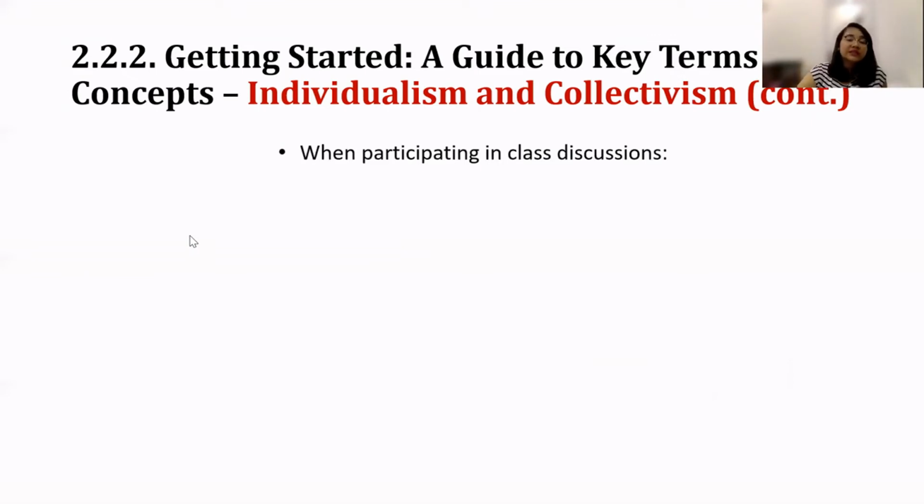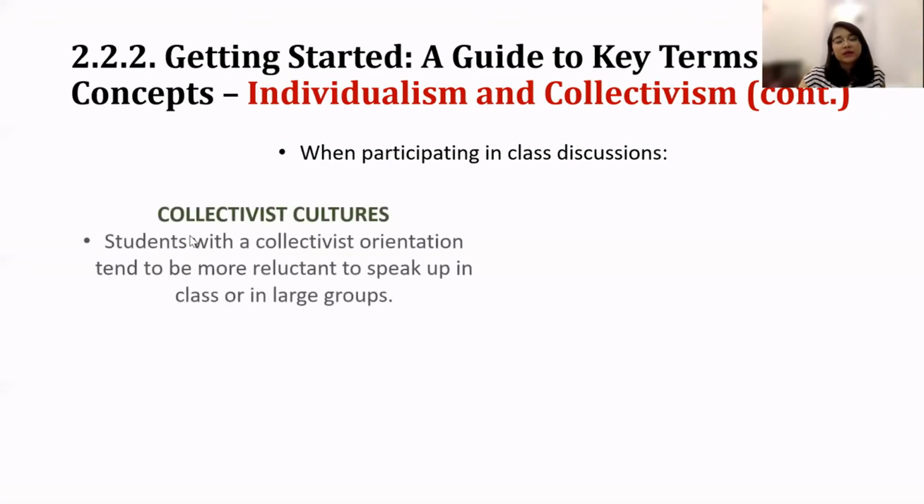How about when participating in class discussions? So when later you meet a speaking partner from a country whose culture is different in terms of individualism and collectivism, please anticipate this. Collectivist cultures. Students with collectivist orientation tend to be more reluctant to speak up in class or in large groups. Well, it's actually very Indonesian. We are very reluctant to speak up or to speak a lot in groups, especially if the forum is very big. We tend to stay silent like that.